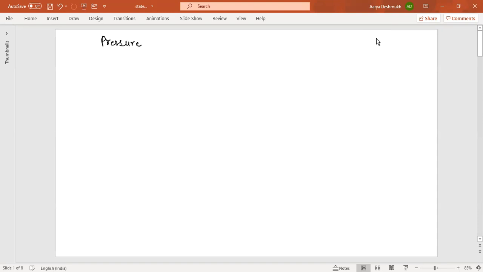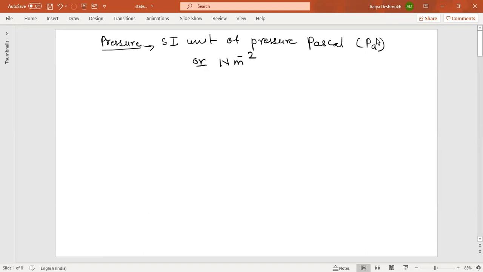So the first thing, that is pressure. The SI unit of pressure is Pascal. This Pascal, which is denoted as Pa, or Newton per meter square. Now 1 Pascal equals 1 Newton per meter square.